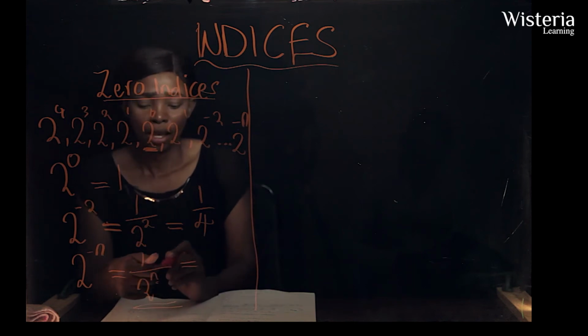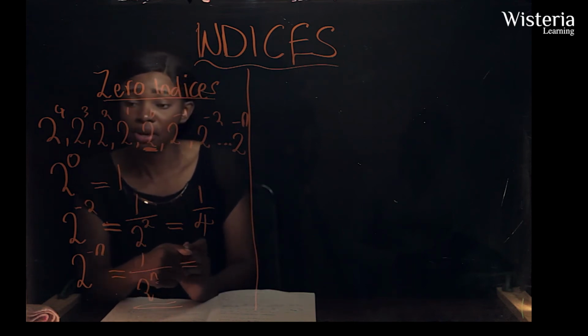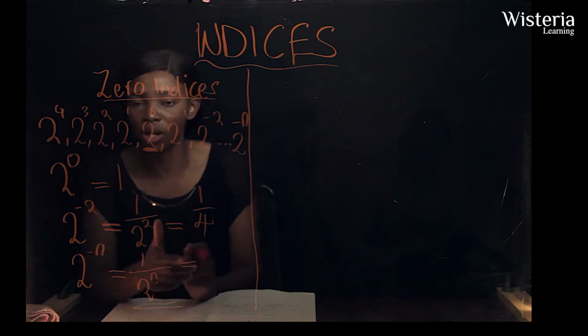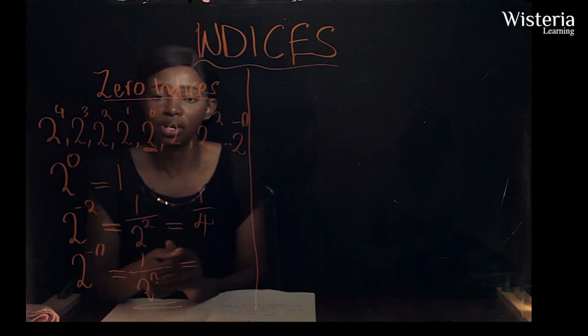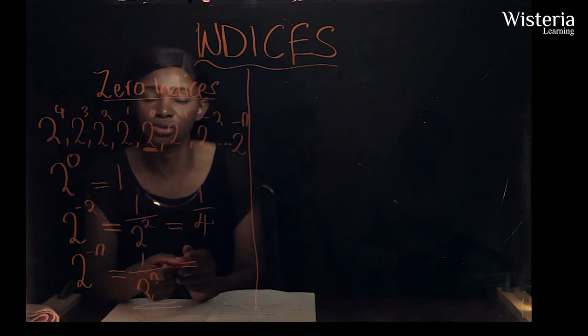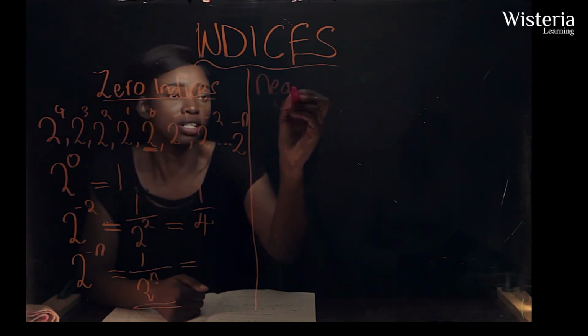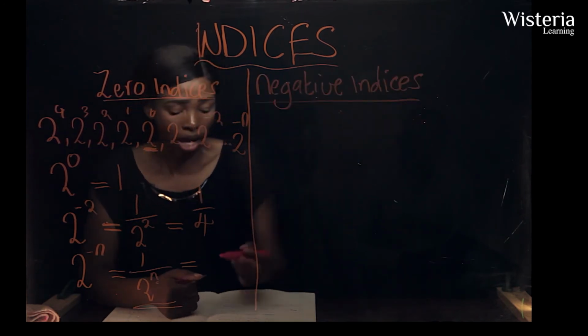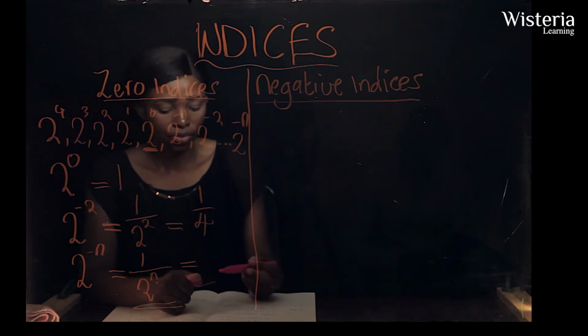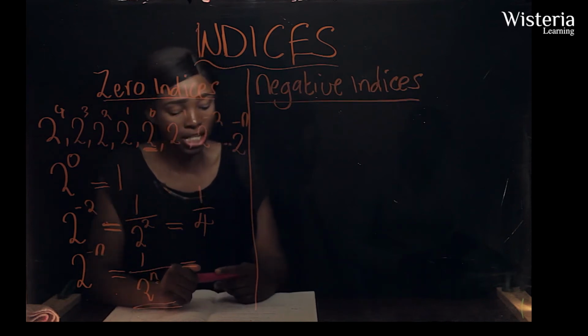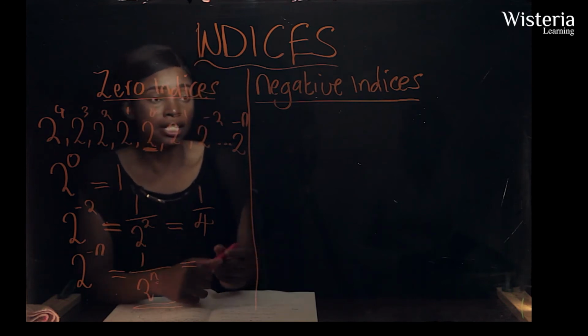We've said here that any number raised to the power 0 is equal to 1. Whether it is 100 or 1000, as long as it is raised to the power 0, the answer it will give us will be 1. Then on the negative indices, how can we convert them? We have negative indices. How can we expand these negative indices?